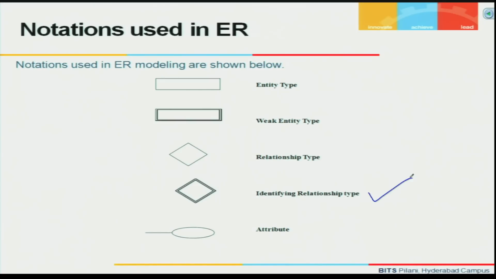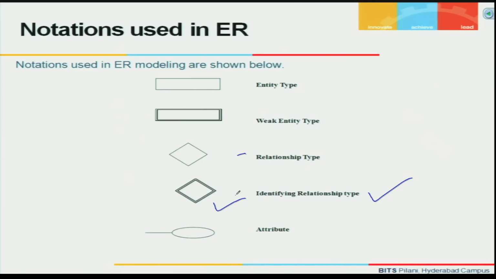Okay, so when a weak entity is associated or has a relationship with its owner entity, that relationship is known as an identifying relationship. Okay, so what is the distinction between this and this? This is a single line border diamond and this is a double line border diamond.